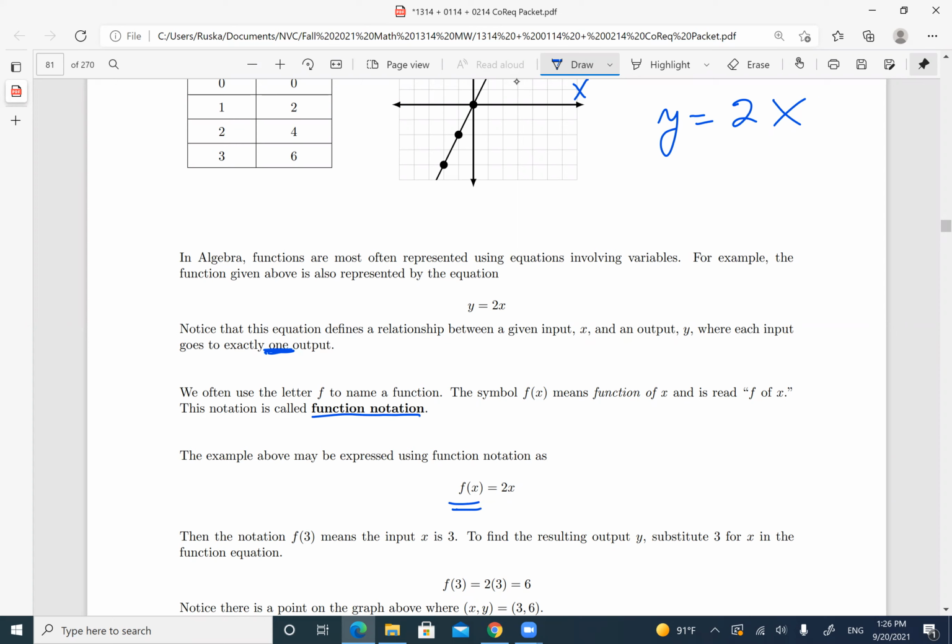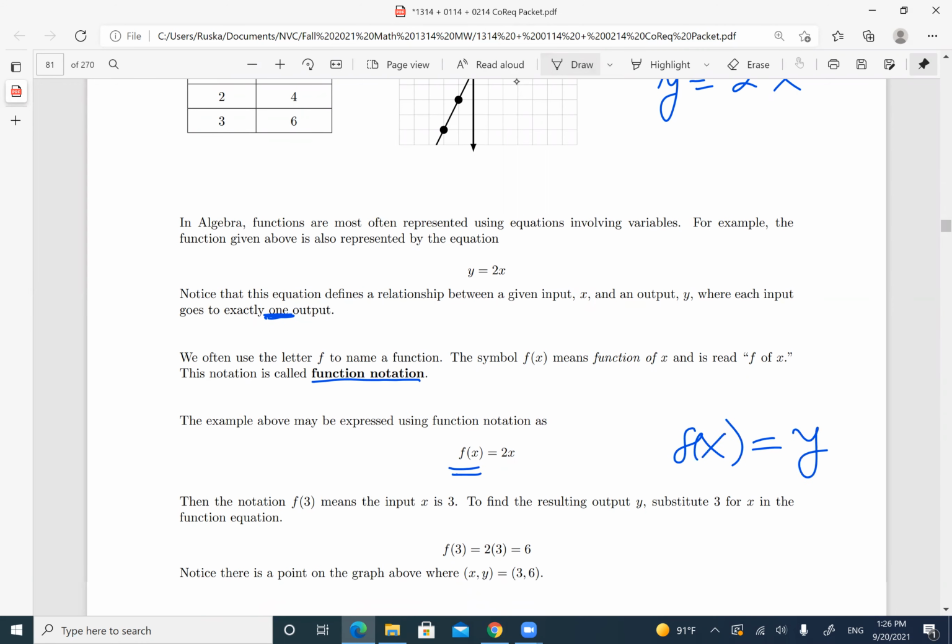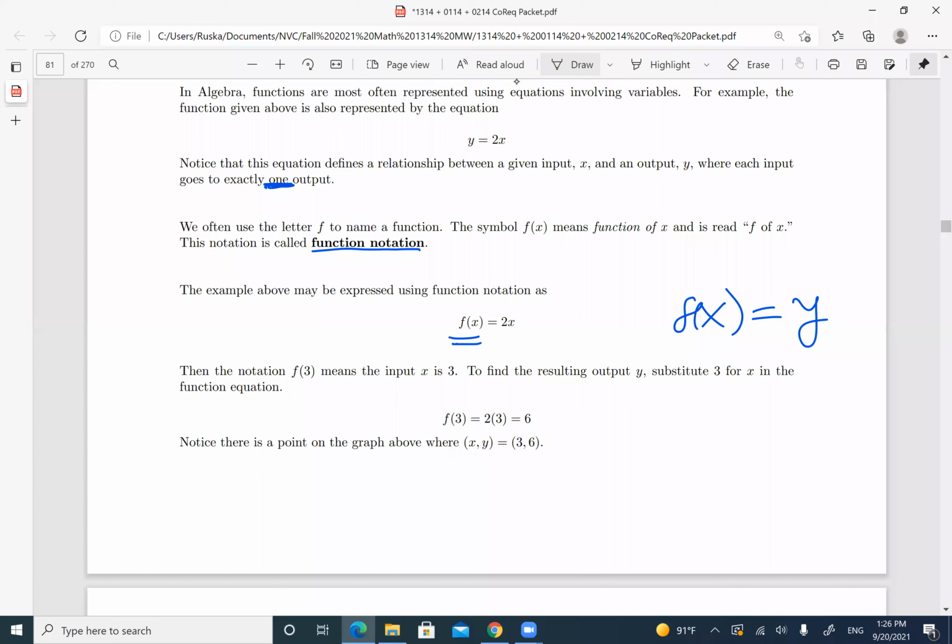F of x is notation which tells me that the name of the function is f. Of x means you have a function. So you don't do anything with f and x. This is just notation. And remember, f of x is the same as y. Okay? And then we have here what f of 3 means. F of 3 means instead of x, you have 3. So just plug in 3 for x into the function. And you just replace this x with 3. And you have 2 times 3, which is going to give you 6.